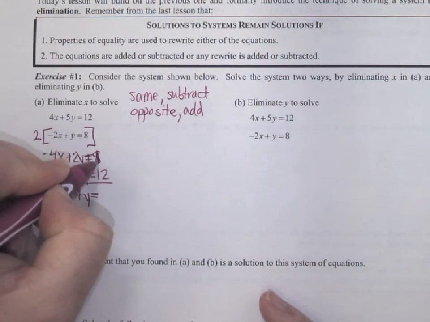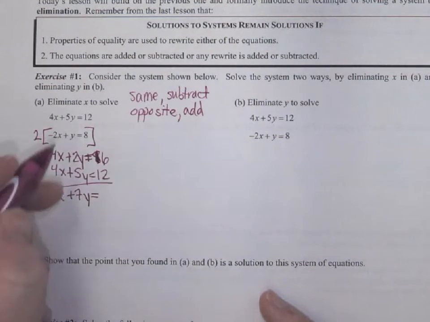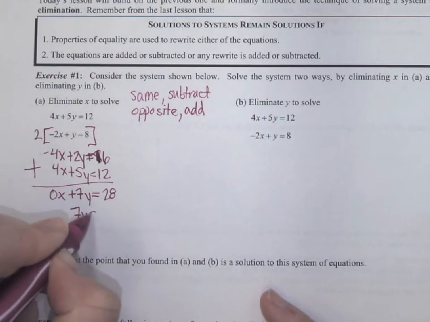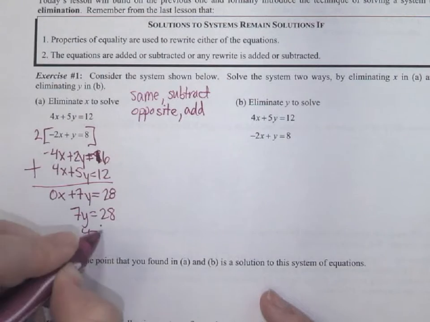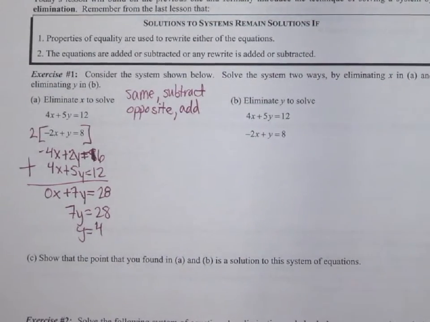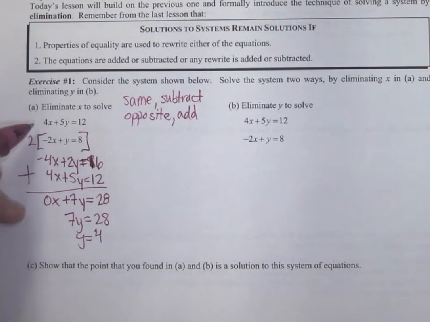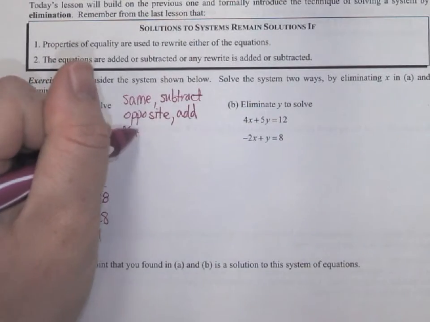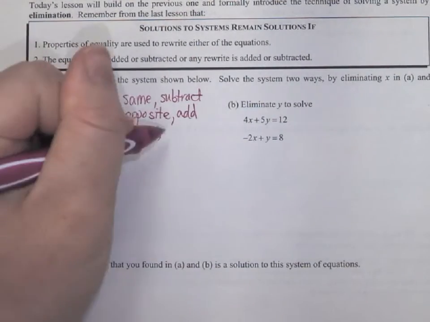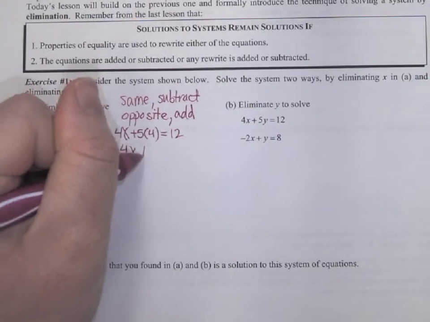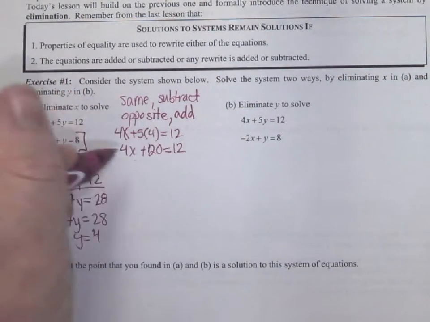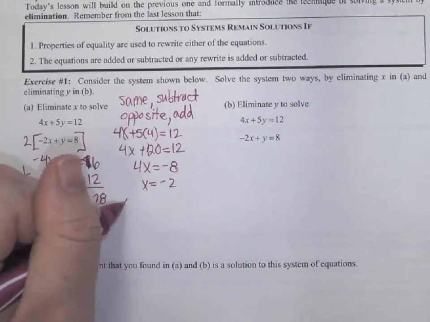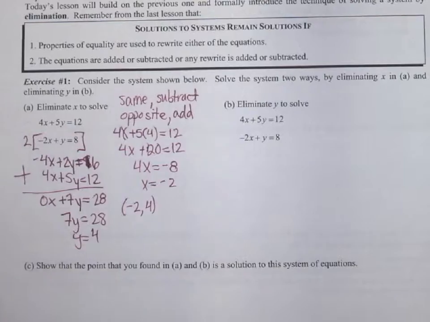Oops, I forgot to multiply. All right, so now I have 7y equals 28, so y equals 4. Now I can solve for x. So 4x plus 5 times 4 must equal 12, or 4x equals -8, so x equals -2. So my first solution here is -2, 4.